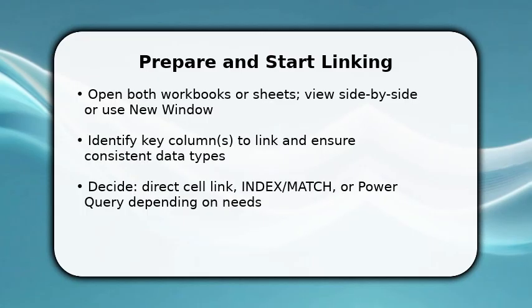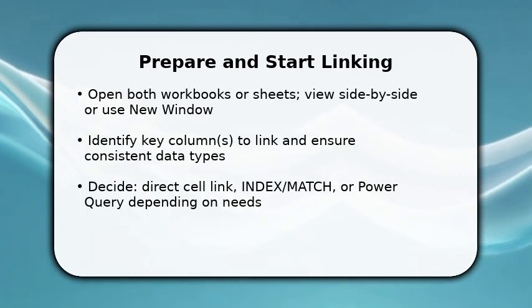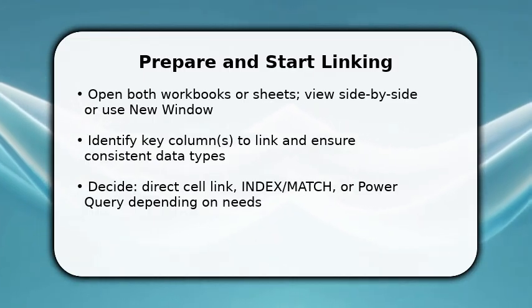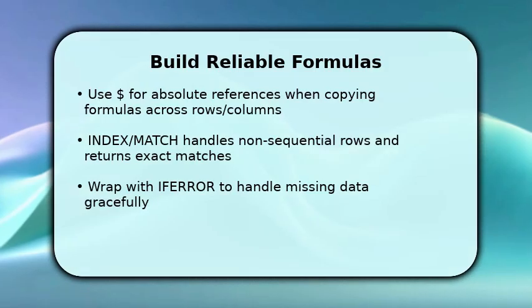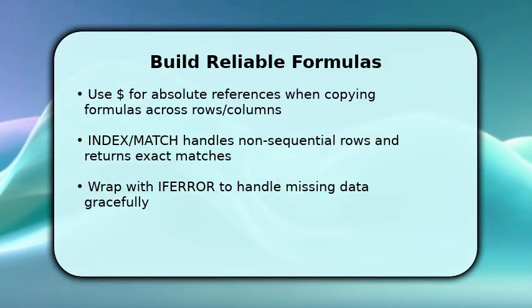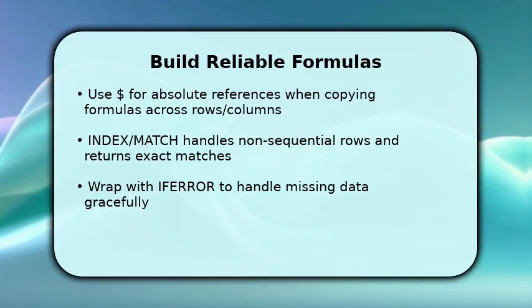Once you've chosen, select the first target cell, type equals, switch to the source and click the source cell, then press Enter to create a stable reference. Next, make your linking robust. If you'll copy formulas, lock columns or rows with $ so references don't shift unintentionally.